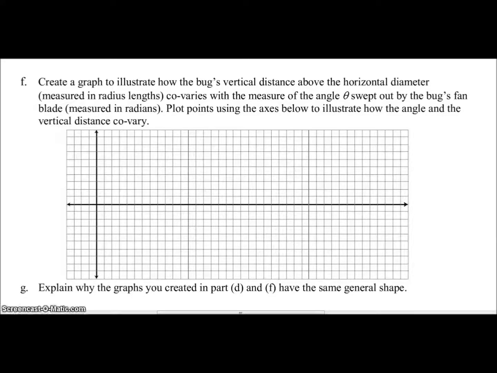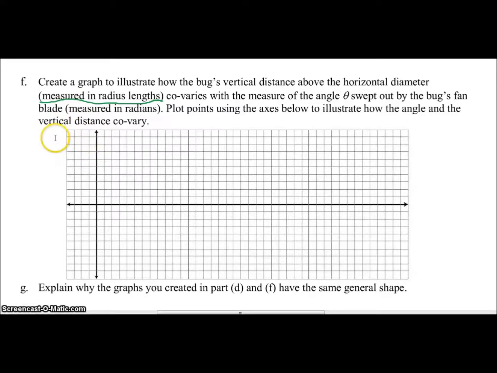Part F, create a graph to illustrate how the bug's vertical distance above the horizontal diameter covaries with the measure of the angle theta swept out by the bug's fan blade. Plot points using the axes below to illustrate how the angle and the vertical distance covary. Okay, this question is very subtly different from the last one. The difference is we want to measure the vertical distance in radius lengths rather than just some units like feet or inches.